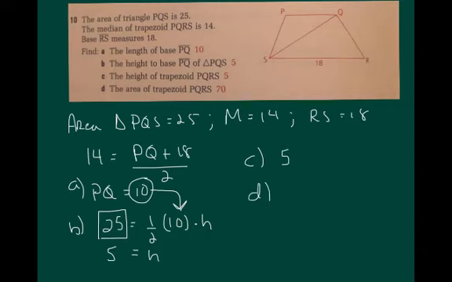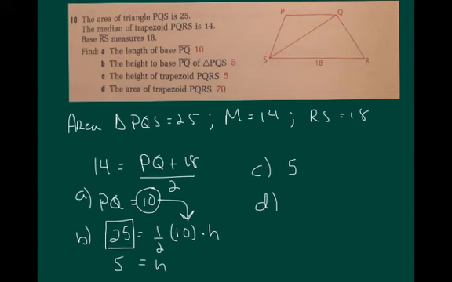Finally, in part D, they ask us to find the area of the trapezoid, which I'm just going to use as median times height. The median, of course, they gave us is 14, and the height we found in part C is 5. 14 times 5 equals 70.